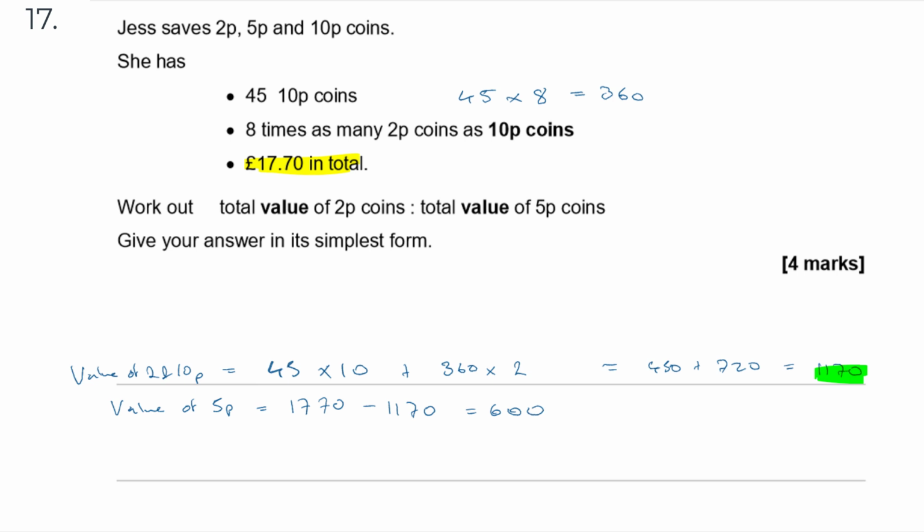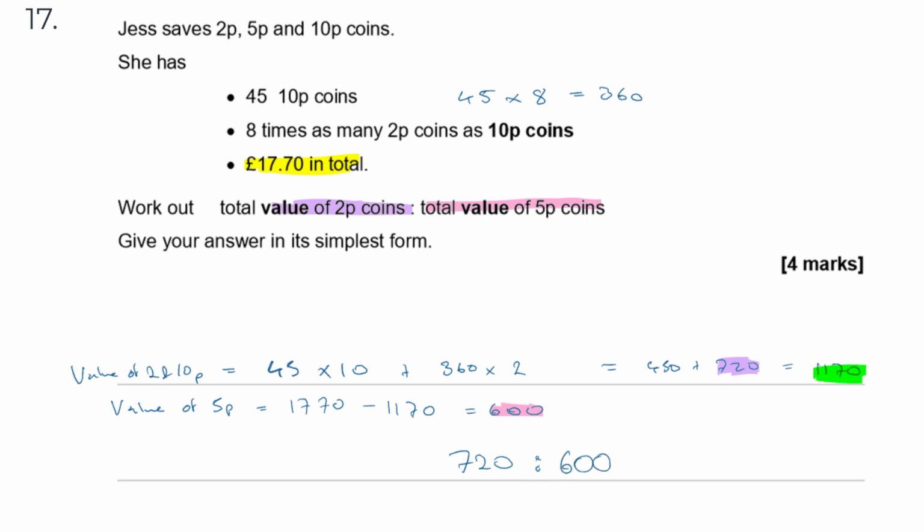Okay, so then what I want to know then is the number of 5p coins. Oh, do I need to know the number? No, I need the values. So that's the value then of my 5p coins, and the value of the 2p coins we said was 360 times 2, that's 720. So then the ratio of the value of the 2p coins to the value of the 5p coins is going to be 720 to 600.